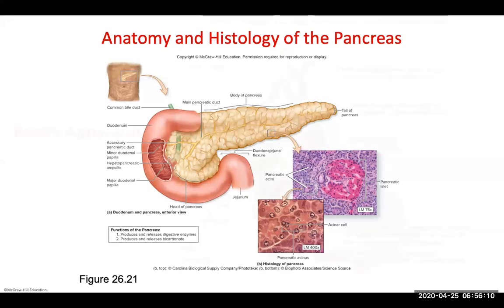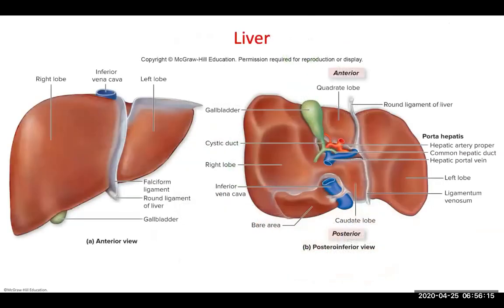A couple more things. I'm just going to go back to our liver model to make sure we got everything listed for the liver model. The hepatic portal vein and hepatic portal artery will bring blood to and from the liver, and then the inferior vena cava you can see there as well. I think we got most of those.